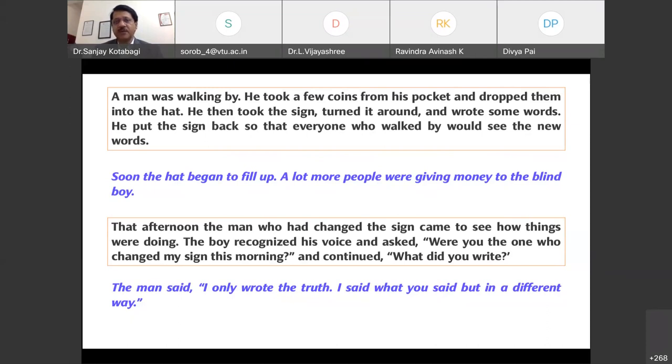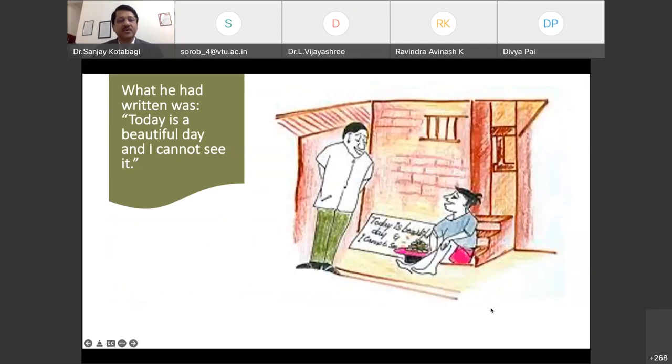The man understood his pain points and he changed the board by writing that today is a beautiful day, I cannot see it. Right? And that worked like a miracle, and people started understanding the pain points of the boy. Earlier it was, I'm blind, please help me. It's a straightforward request. People did not accept it. But when it was written, the truth was really shown to the world: today is a beautiful day and God has not been kind enough to give me the power of vision. So I cannot see it.